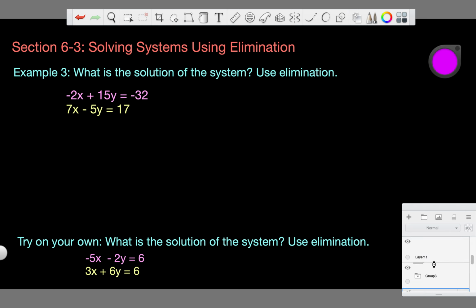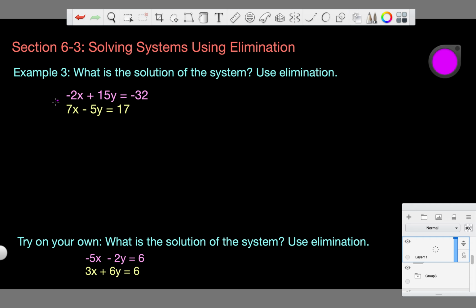So next up, it is asking us to find the solution of the system, and it's telling us to use the elimination method. So we need to decide which variable we want to eliminate. When I look at my x's and my y's, my eyes go directly to my y's because I have a 15 and a 5. I can easily get 5 to be 15, right? I just have to multiply it by 3. It's harder for me to multiply 2 by anything to get to 7.